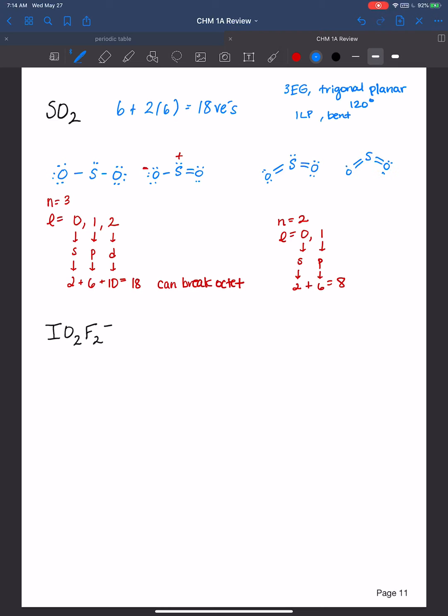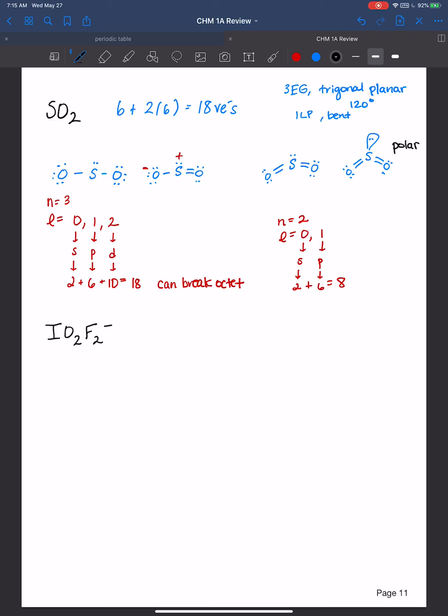So we want to represent that in its true 3-dimensional form with the 120-degree bond angle, or slightly less than 120 degrees. Would you classify this molecule as polar or nonpolar? Definitely polar. It's going to have some sort of dipole moment.